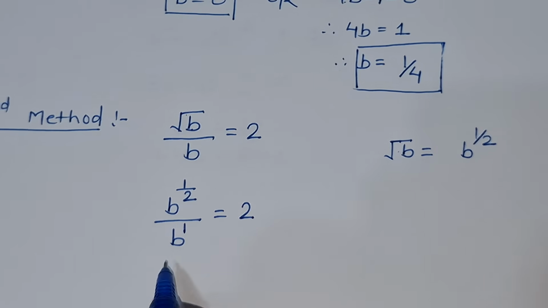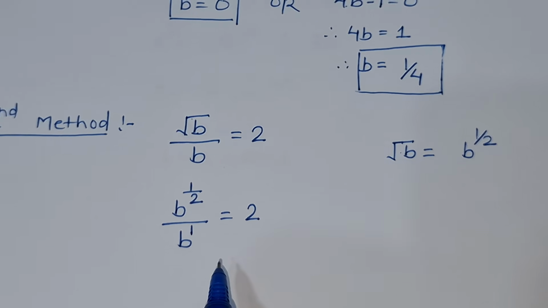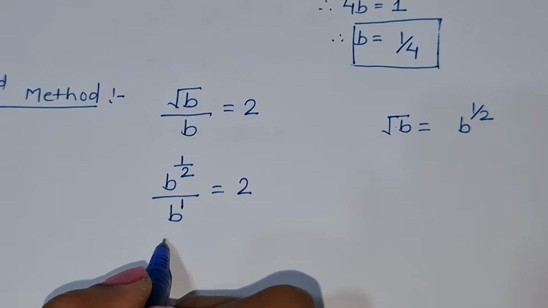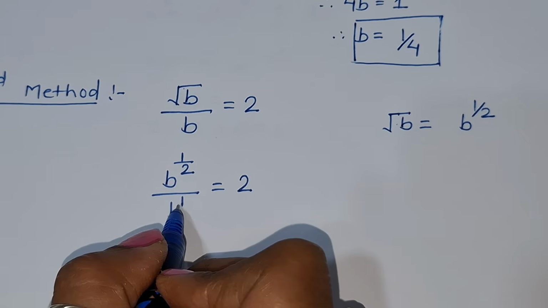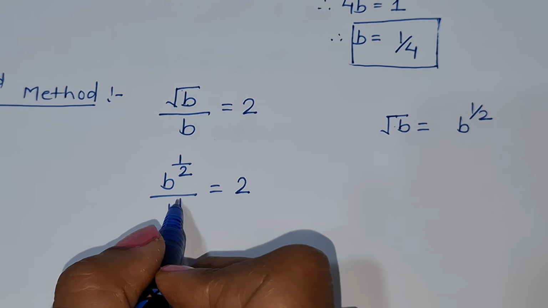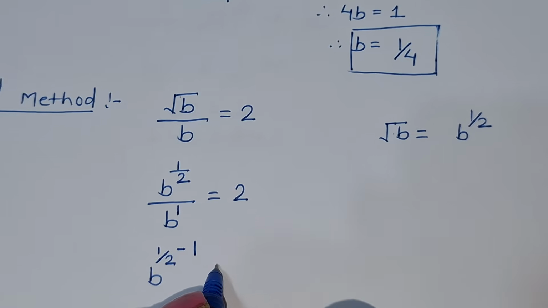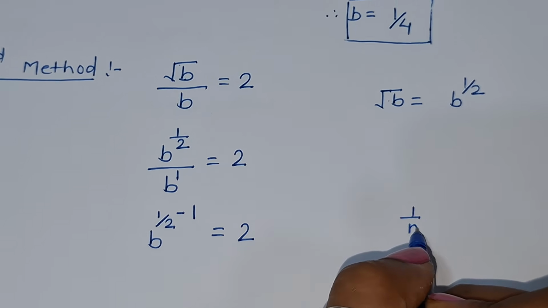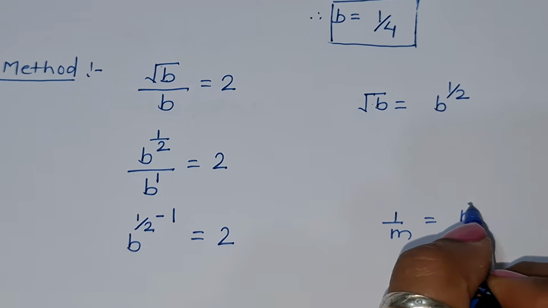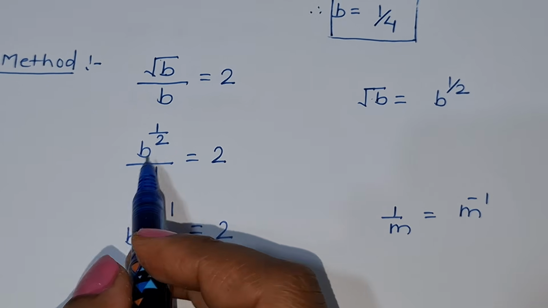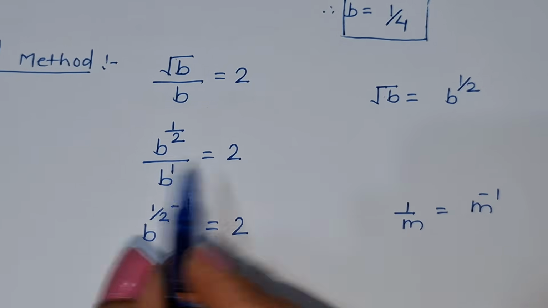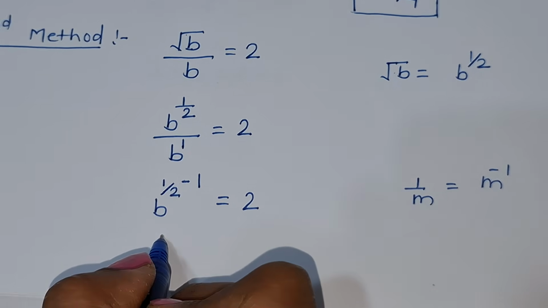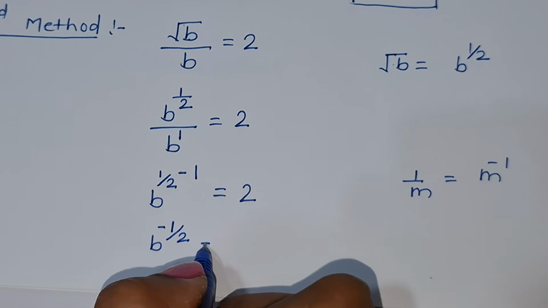Now b power 1 by 2 divided by b power 1 is equal to 2. So we can say b power 1 by 2, and if b power 1 comes into the numerator, it becomes minus 1, is equal to 2, right? Because we know the formula, if 1 upon m is given, we can write m power minus 1. So using this formula, we can write b power 1 by 2 minus 1. Now b power 1 by 2 minus 1 becomes b power minus 1 by 2. B power minus 1 by 2 is equal to 2.